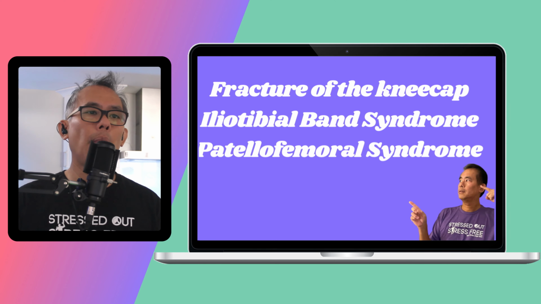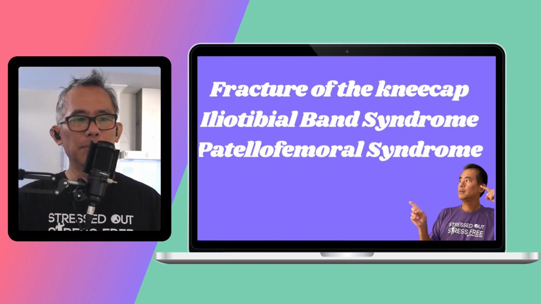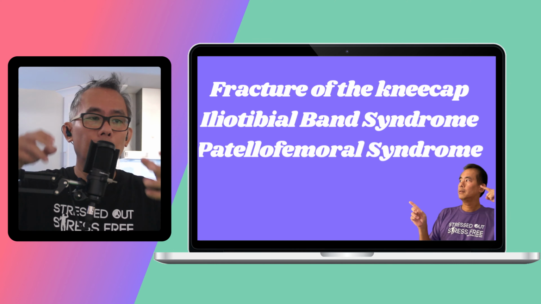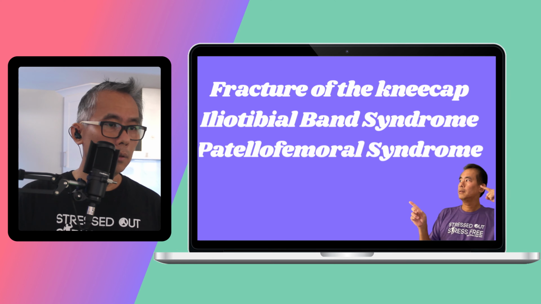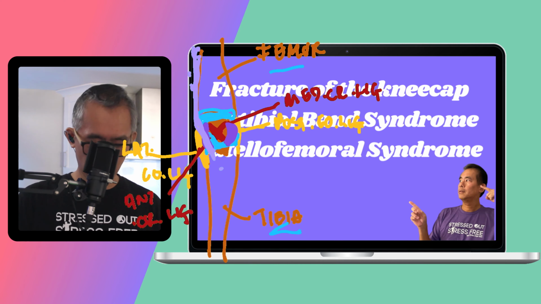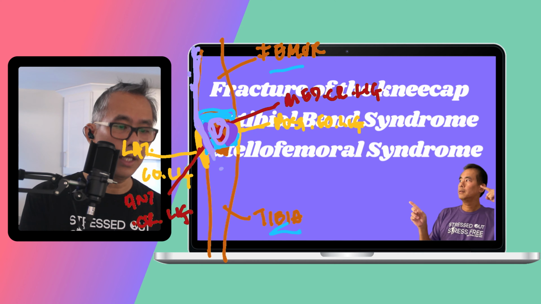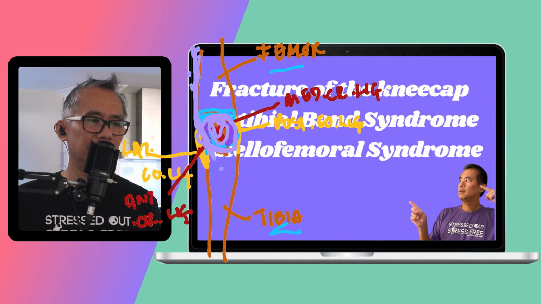Patellofemoral syndrome. Patellofemoral syndrome is a pain in the front of the knee. So this is what I was talking about. It's pain in the front of the knee around the kneecap. Remember, this was the kneecap here. So it's pain around here, around the knees. Okay, you get the idea. That's patellofemoral syndrome.